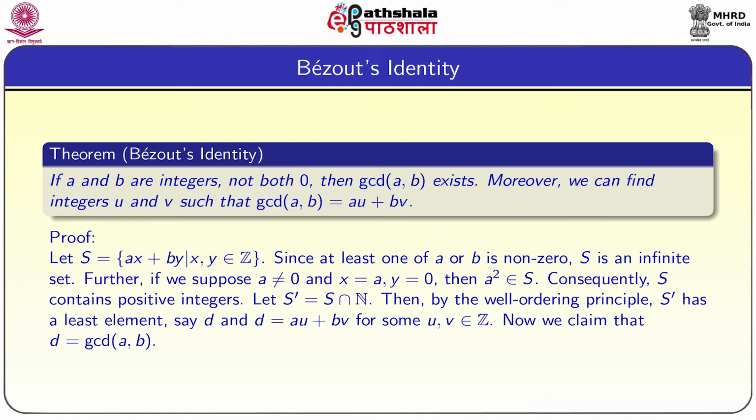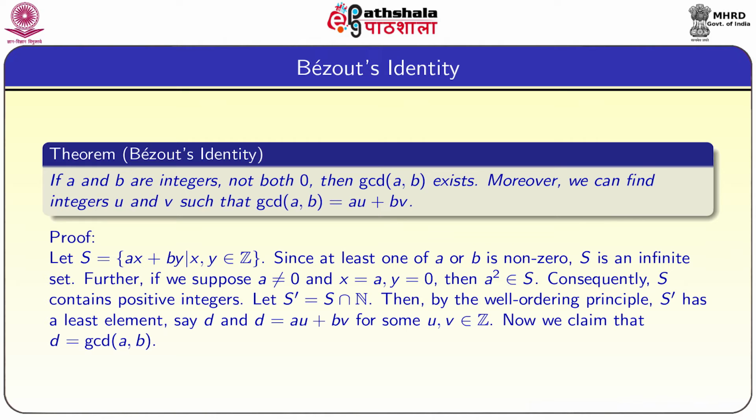Since GCD of 0 comma 0 does not exist, we are assuming that one of the integers, either a or b, is not equal to 0. That means both are not simultaneously 0.